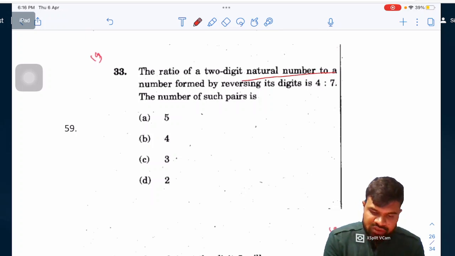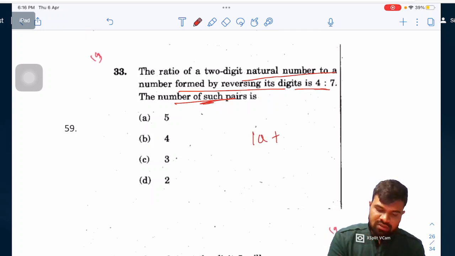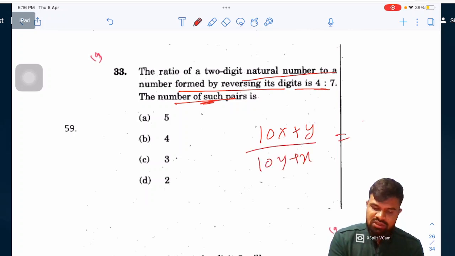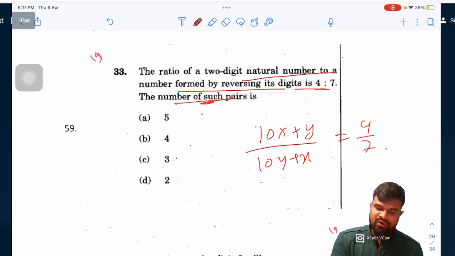The ratio of a two-digit number to the number formed by reversing its digits is 4 is to 7. How many such pairs are there? See, a two-digit number is represented as 10x plus y, and the reversed number is 10y plus x, so the ratio is equal to 4 by 7. When we solve it, we will find that 2x is equal to y.